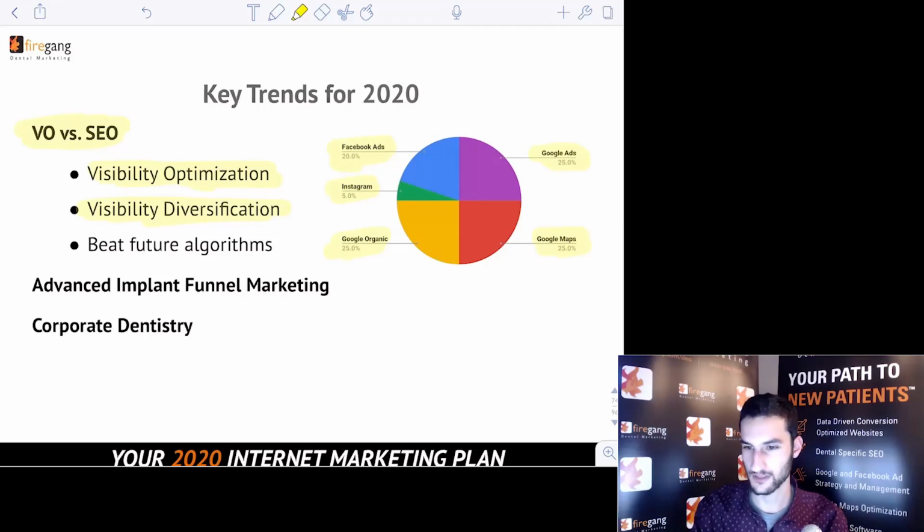It's really interesting. It's something that we're doing for our clients. And it's going to be a great way to beat future algorithms, because if you're 100% invested in Google Organic right now and Google makes a change to its algorithm, what happens if you fall off the front page? Well, until you figure it out, you're not coming back to the front page and no one's going to be able to find you, and you might drop in new patients. So let's not invest 100% of our effort into one single area.